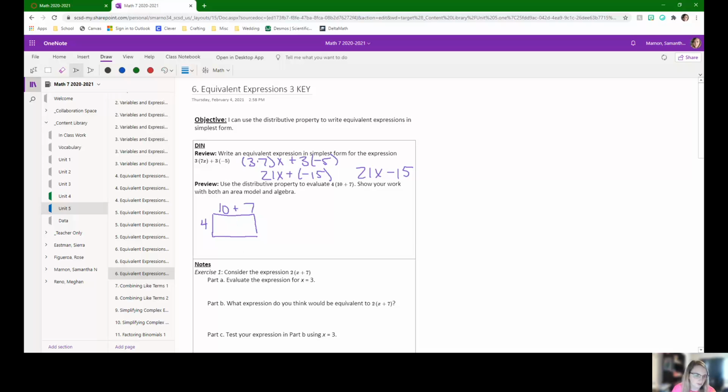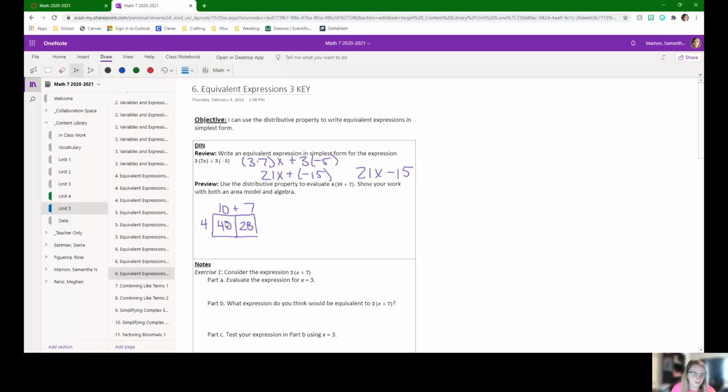And what we're going to do is we're going to split our rectangle up. Now we have two rectangles. So if I can find the area of this rectangle and this rectangle, I can add them together and get the area of the whole rectangle. So what we're going to do is we're going to do 4 times 10. We'll go in this box. That is 40. And 4, right, because that's the same width right here, times 7 will give us the area of this box. So that is 28.